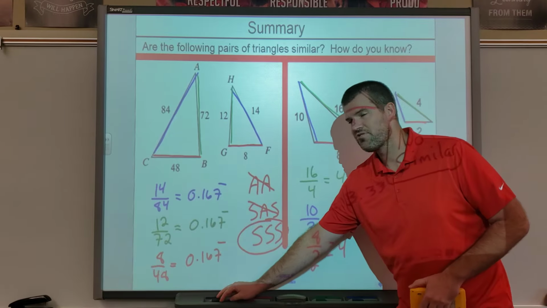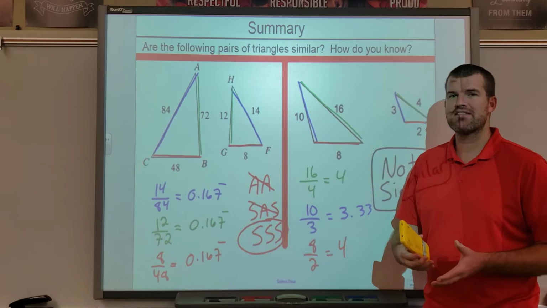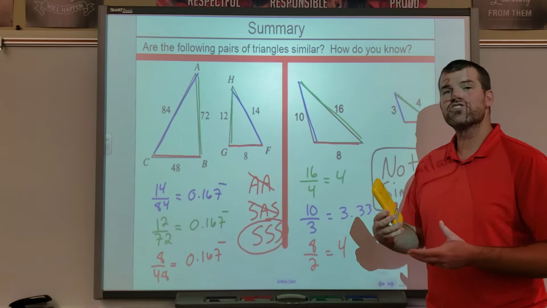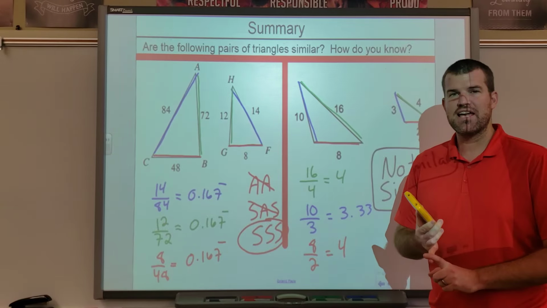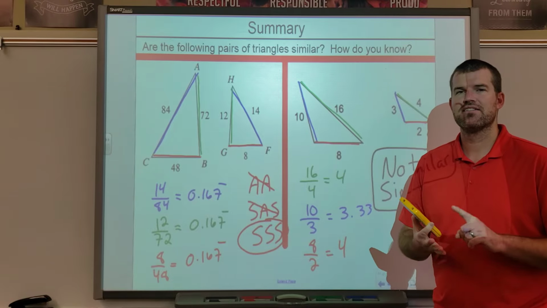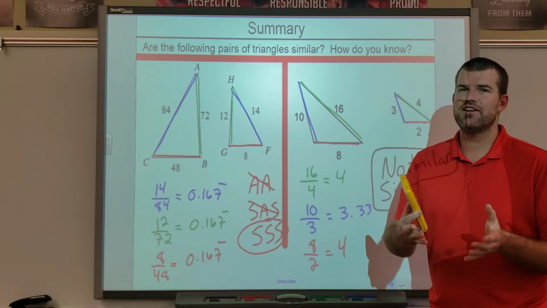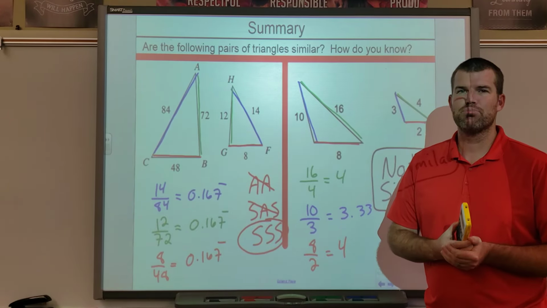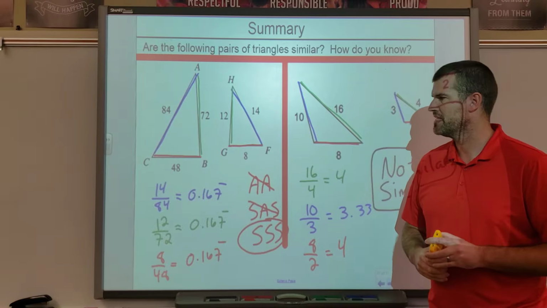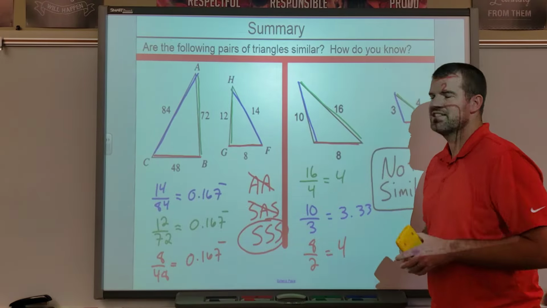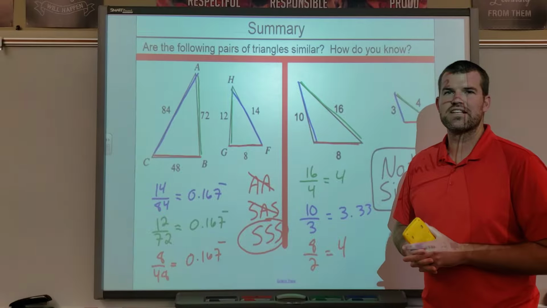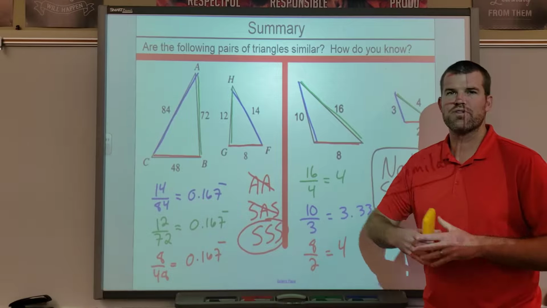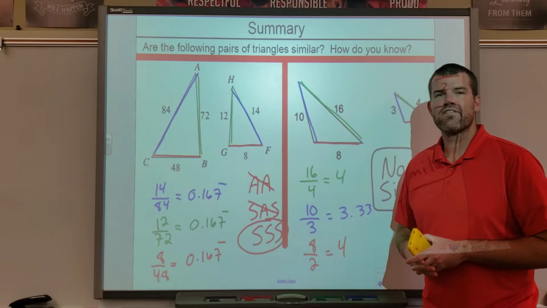All right. So kind of like when we did congruence, we've got those different postulates to remember. This time we have angle, angle, side, angle, side, side, side, side. The difference is the sides now need to be proportionate instead of congruent. We're going to use this idea to start solving some problems and eventually do some real life problems with indirect measurement. So fun things to look forward to.